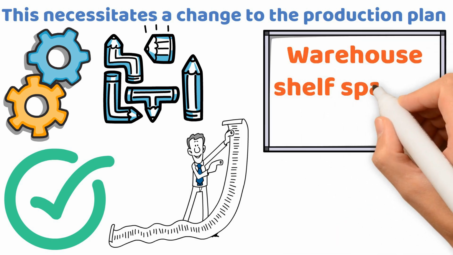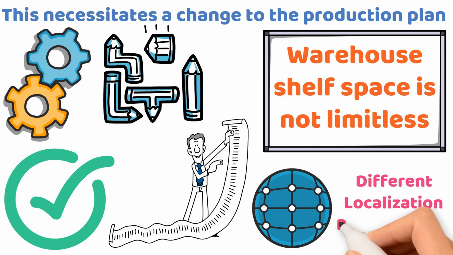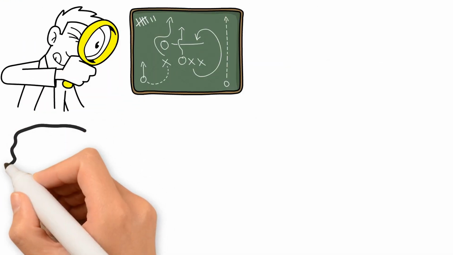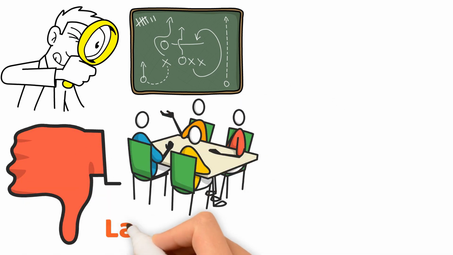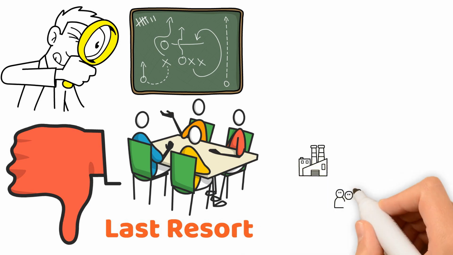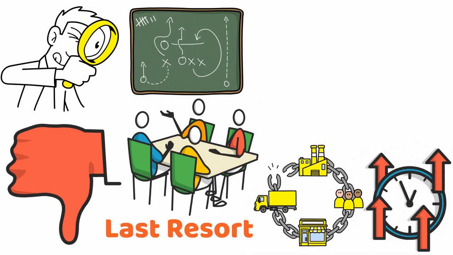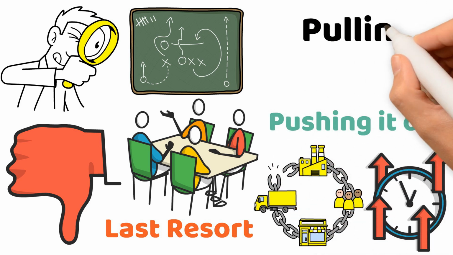Also, warehouse shelf space is not limitless. Then consider that a finished good may have different localization requirements, regional keyboards or power cords, for example. Then as soon as you revisit everything, another hiccup occurs, necessitating that you replan the whole thing again. Clearly this is bad, so in most companies, production plans are usually changed as a last resort. What you will see is supply chain organizations encouraging suppliers to delay or expedite shipments. The first is called pushing it out, and the second is called pulling it in.